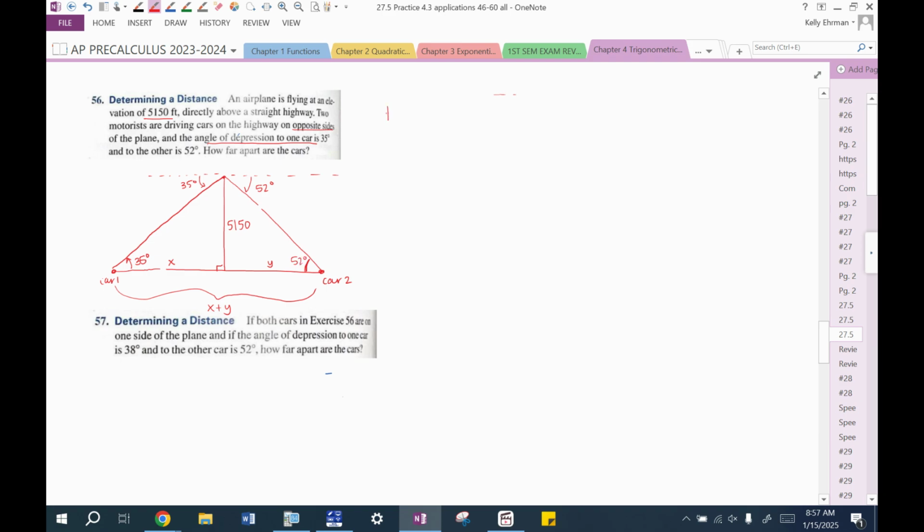It doesn't really matter which one you start with, but I'm going to say tangent of 35 degrees would have to equal 5,150 divided by x. And then in the other triangle, the tangent of 52 degrees would equal 5,150 divided by y. And we need to solve for x and y in both equations. So in both cases, you need to multiply the variable out of the denominator. So x tangent of 35 equals 5,150. And then I will divide by the tangent of 35. And that's what I'm going to put in my calculator for x.